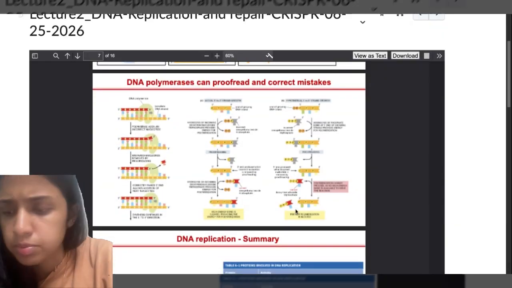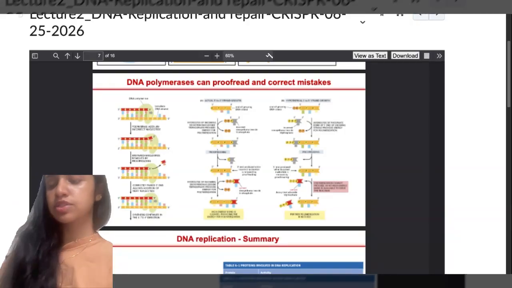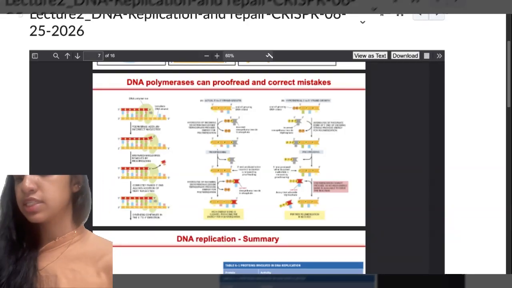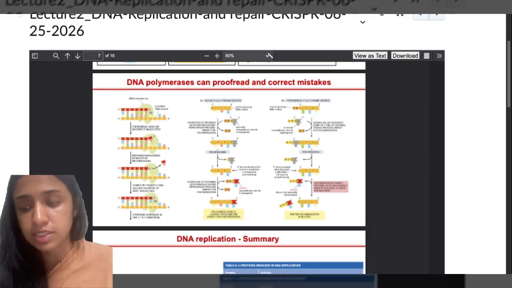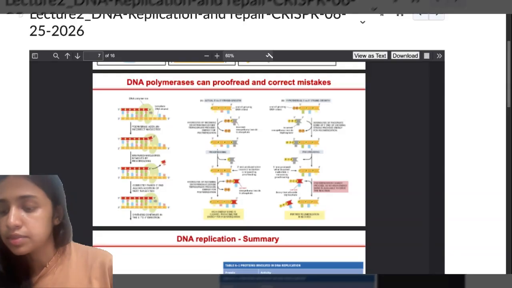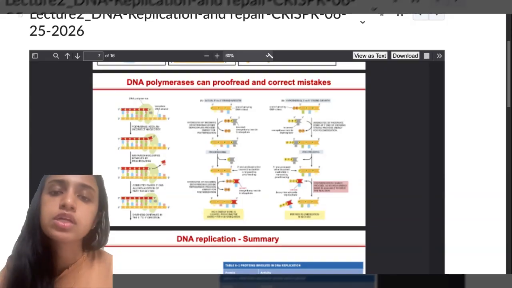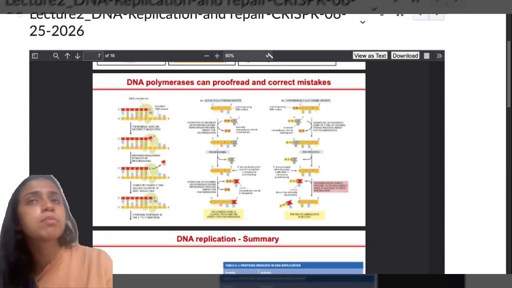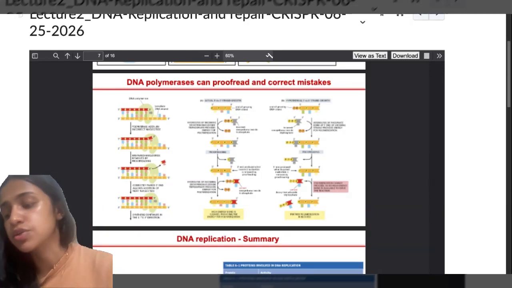DNA proofreading and polymerase. DNA polymerase sometimes adds the wrong nucleotide, right? For example, instead of AT, it can accidentally add AC. How do we fix this? DNA polymerase notices the mistake. It stops, removes the incorrect nucleotide, inserts the correct one, and continues replication. This proofreading makes DNA replication very accurate. So if there's anything wrong, it will just stop, take it out, insert the correct one, and start again.